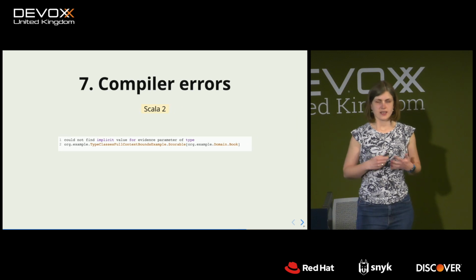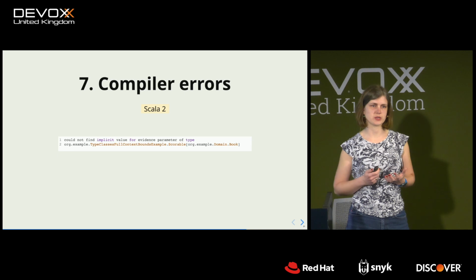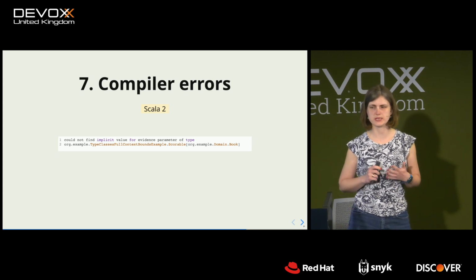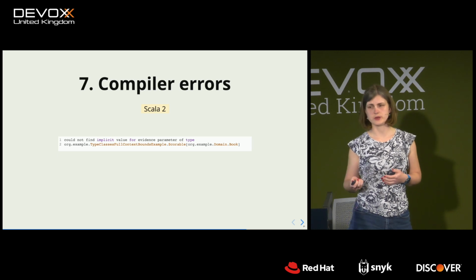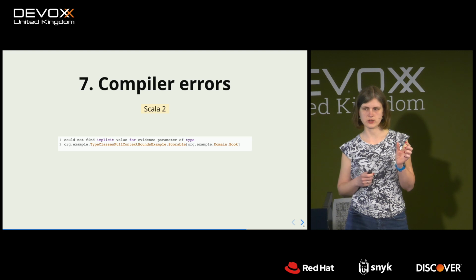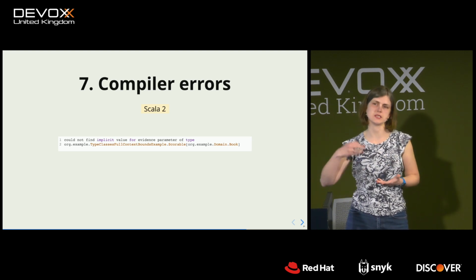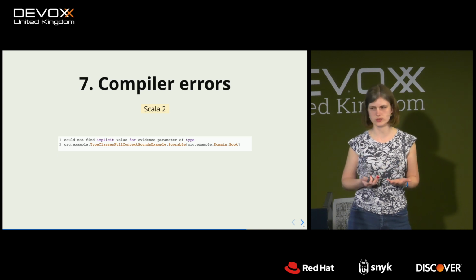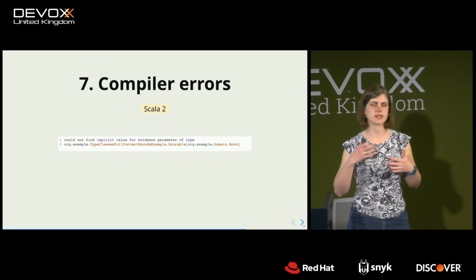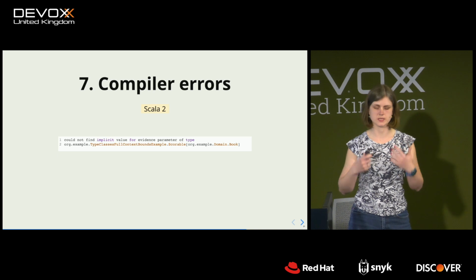And also compiler errors. In Scala 2, if you didn't get your implicits right, the compiler tried to be helpful, but not so much. So for example here, could not find implicit value for the evidence parameter of such a type, but we don't know where. Something is needing an implicit, but we don't know what. So if you have a long chain of methods, maybe it's not obvious from the start which one of them needs the import.